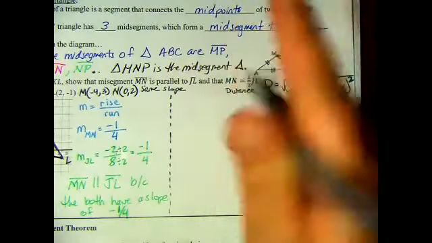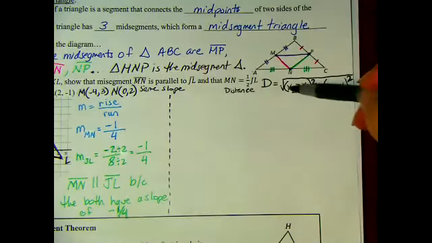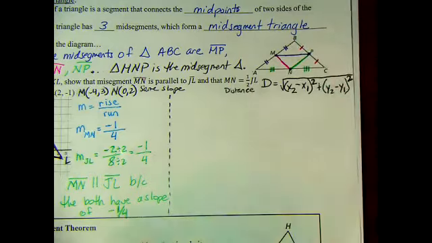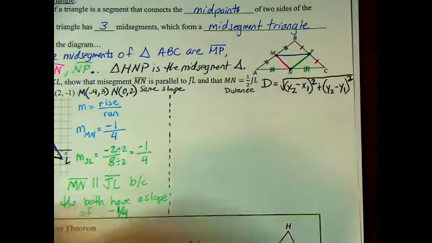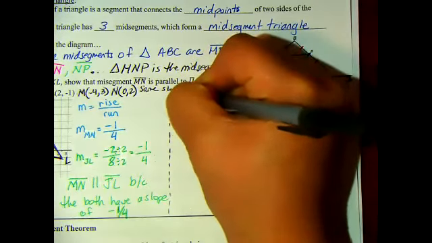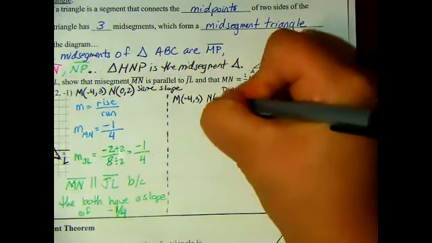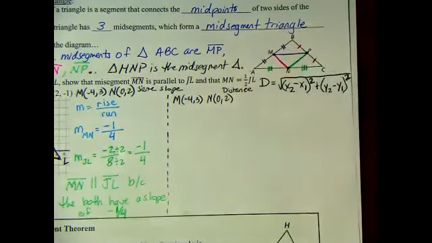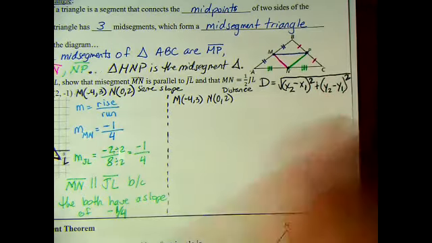Let's start with MN. Okay, where do this x1, x2, y1, y2 come from? It comes from the points. So if I take a look at my points M, which is at -4 and 3, and N, which is at 0 and 2, I can label each one the x1, y1, and the x2, y2.